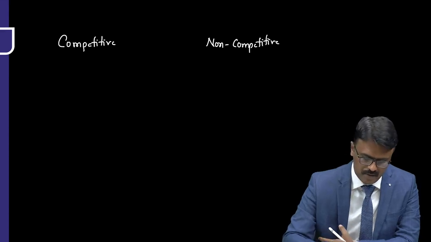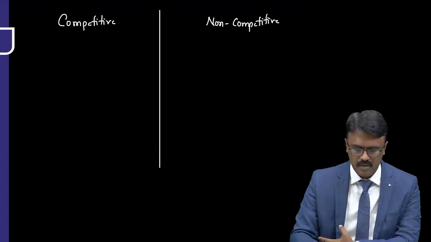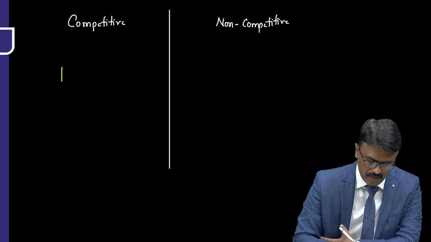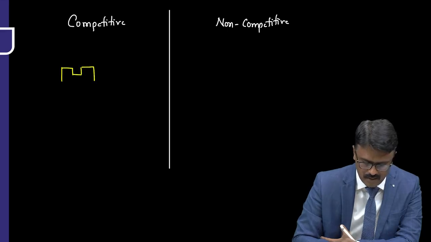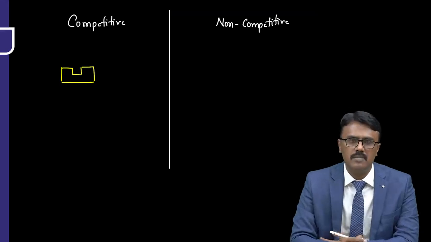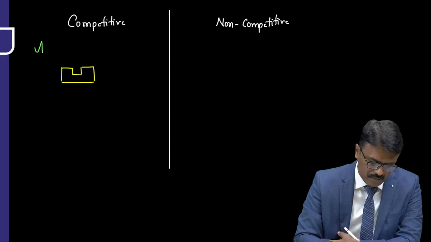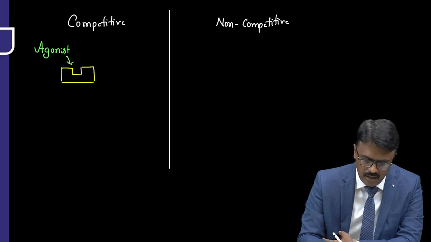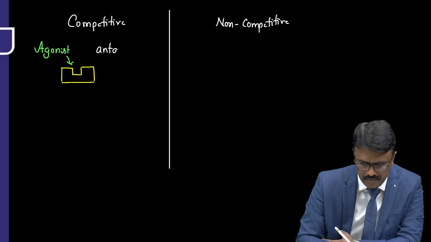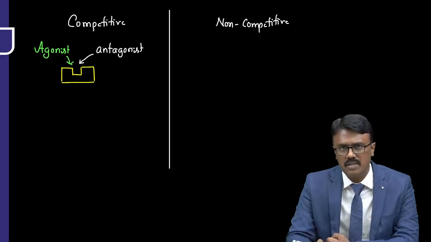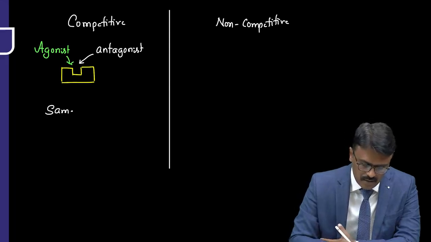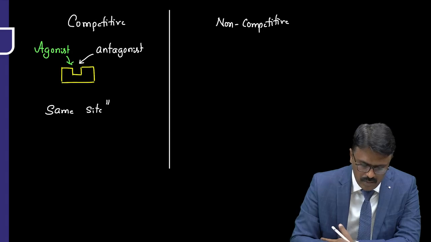Okay, so what is the difference between the two? Let us understand here. What is the meaning of competitive? Let me write the receptor here. Now this is a receptor. Now the drug has to bind on the receptor. This is an agonist. So the agonist is trying to bind to the receptor, and there is one more, the antagonist. So if agonist and antagonist both are trying to bind to the same site of the receptor, then it is called competitive antagonism.